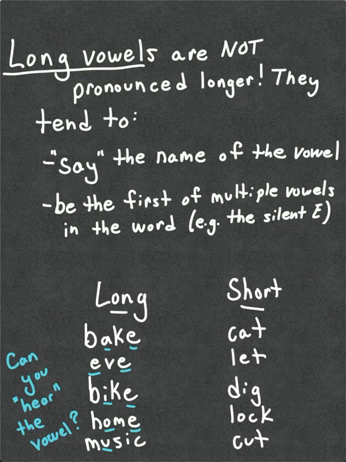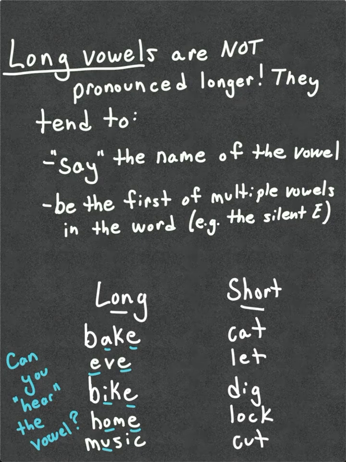Long vowels are not simply pronounced longer. What they do is they tend to say their names, as we'll see in a moment. It will quite often be the first vowel that we see in a word. And so now let's take a look at some examples of some long vowels. And while I'm doing it, let's see if you can hear the first vowel said in the word. Bake, A. Eve, E. Bike, I. Home, O. Music, U. As opposed to short vowels like cat, let, dig, lock, and cut.